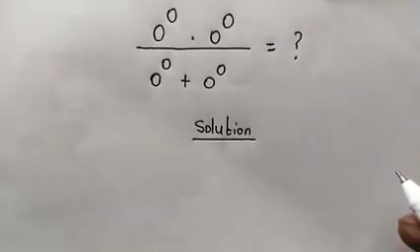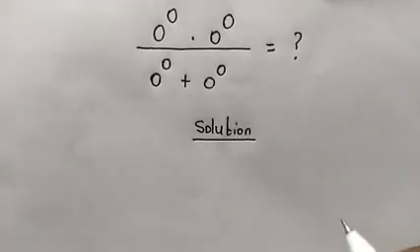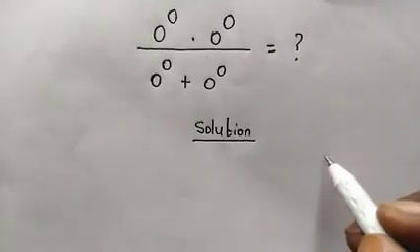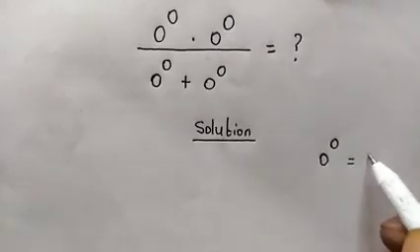Today we have this interesting expression: 0 to the power of 0 times 0 to the power of 0, divided by 0 to the power of 0 plus 0 to the power of 0. So in this video, we're going to find out the value of this expression. Before we proceed, we need to understand what 0 to the power of 0 is.